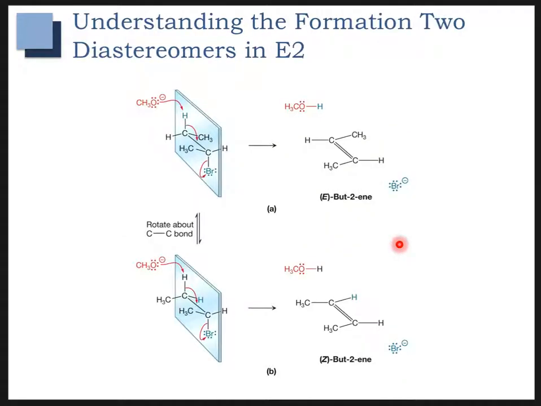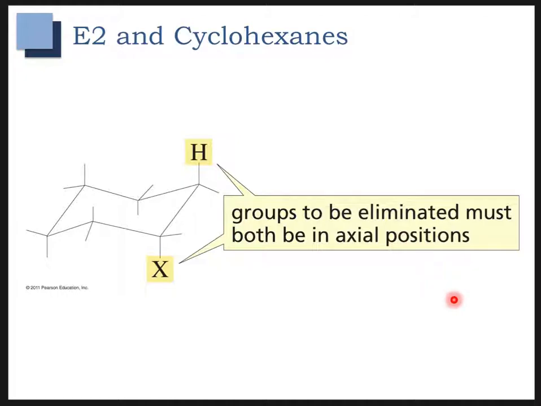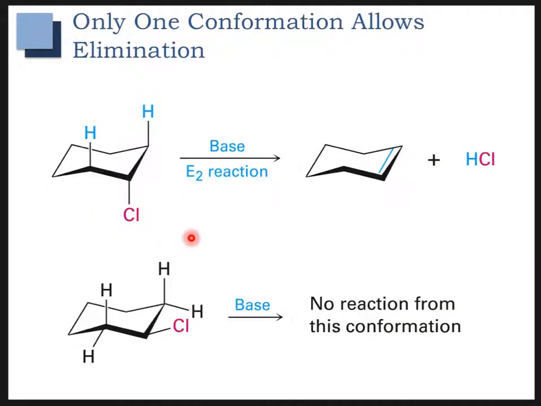Okay, so the last thing we're going to cover here in the stereochemistry of elimination reactions is chair conformations. So again, you can see that in the chair conformation, the hydrogen and the leaving group have to be antiperiplanar, and that actually means in a chair conformation that they must be axial. So let's look at what this means here. In this case, you can see that we have a chlorine in the axial position. So this conformation here will undergo E2.